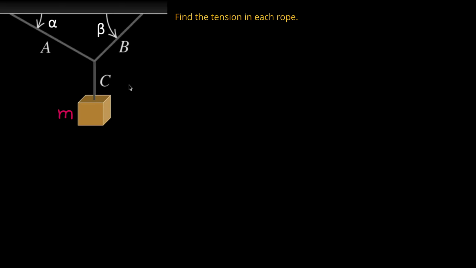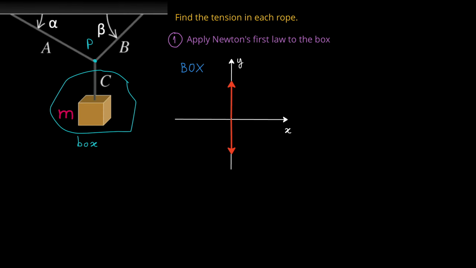First, we'll apply Newton's first law on the box. And then we'll apply Newton's first law on this point right here, the intersection point of the 3 ropes. I'm going to call it point P. In most problems, usually we apply Newton's laws on an object, but we can also apply Newton's first law on a specific point. And this problem is an illustration of that. Let's start with the box.